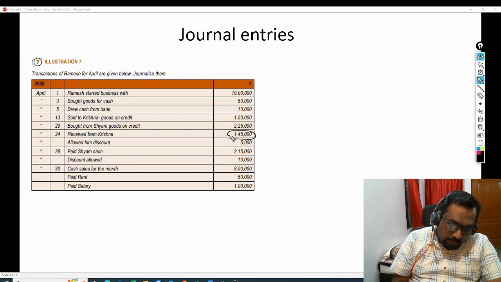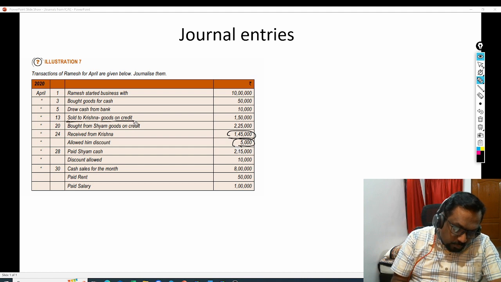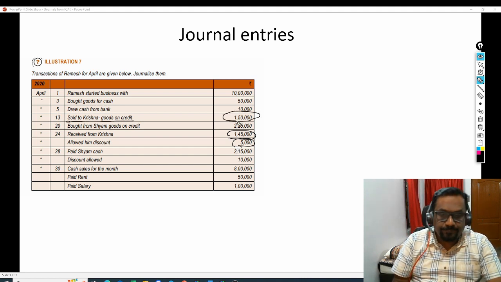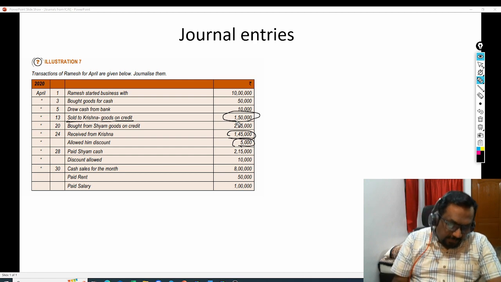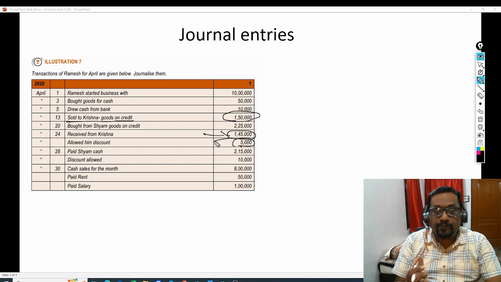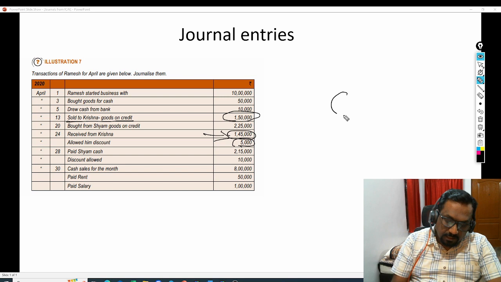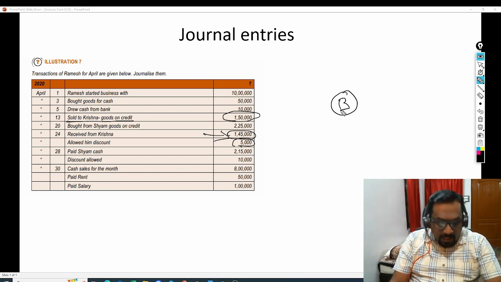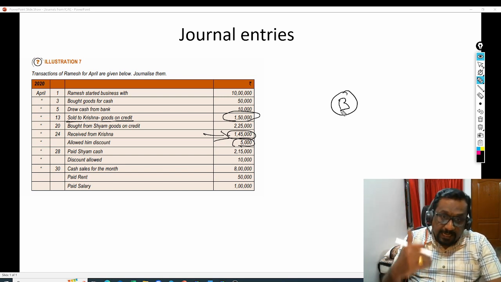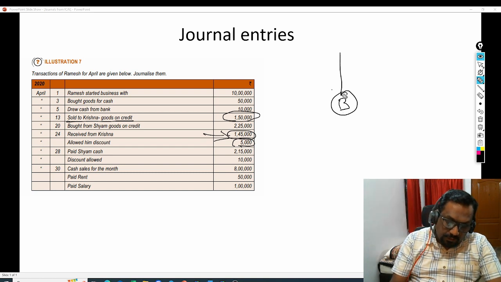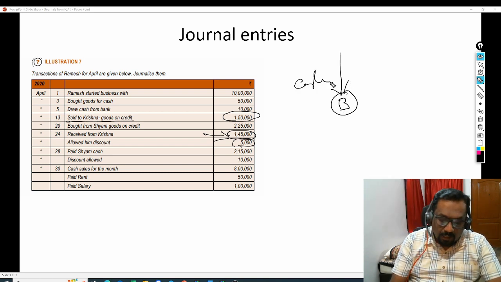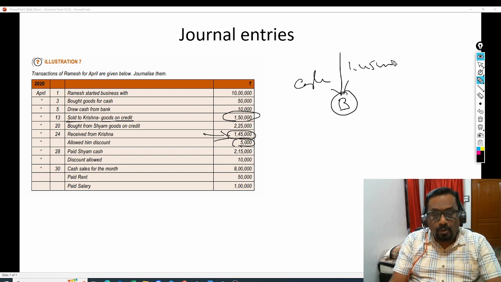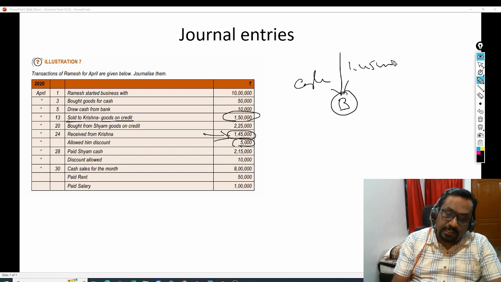Next, received from Krishna 1,45,000, allowed discount 500. See, if you go up, we showed sold Krishna goods on credit 1,50,000. So we sold goods to Krishna 1,50,000, but Krishna paid only 1,45,000. Remaining 5,000 we gave him as a discount. So how do we record this? Here Krishna paid 1,45,000 to us. So that means what? Cash comes in. How much? 1,45,000. What goes out here? Nothing. Who is the giver? Krishna.